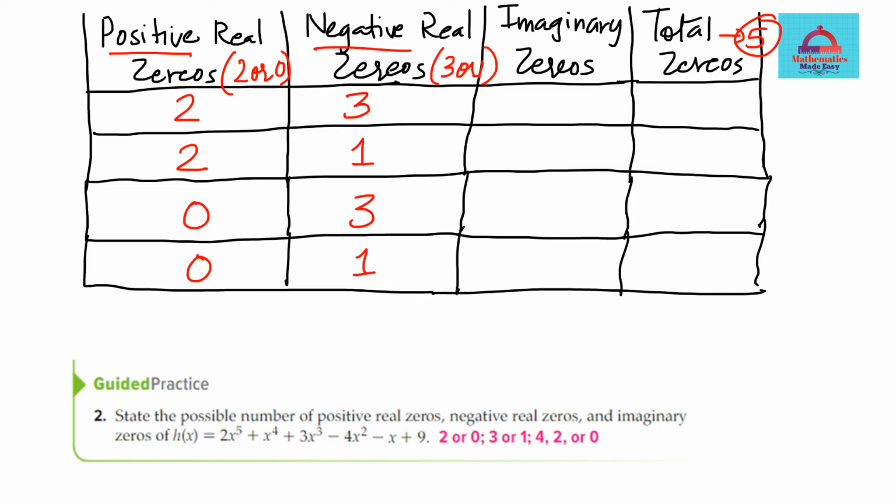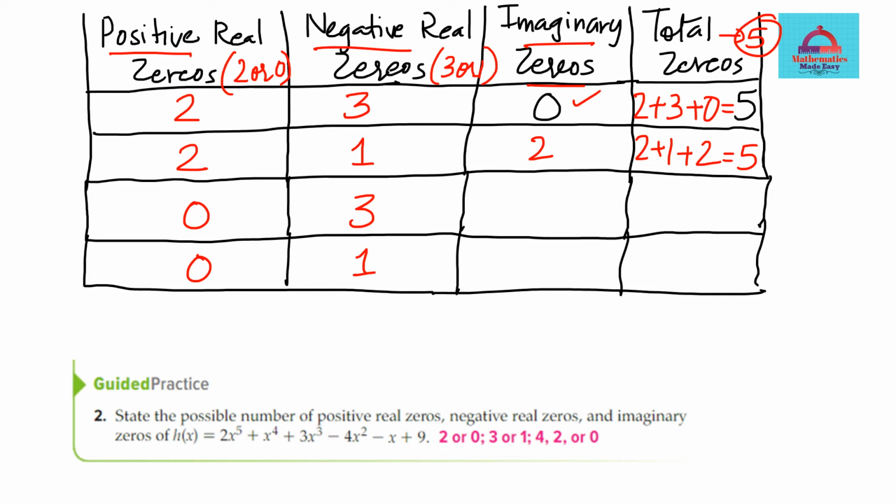Now, the total zeros have to be 5. That is fixed for us. So 2 plus 3 already is 5. That tells you that the imaginary zeros have to be 0 in this first point. So now we are just adding it up. 2 plus 3 plus 0. Yes, it is 5. So that means this is correct. Now 2 plus 1 is 3, but we need a total of 5. That means the imaginary zeros have to be 2 for this case. So now you can add and check. 2 plus 1 plus 2, yes, it is 5.